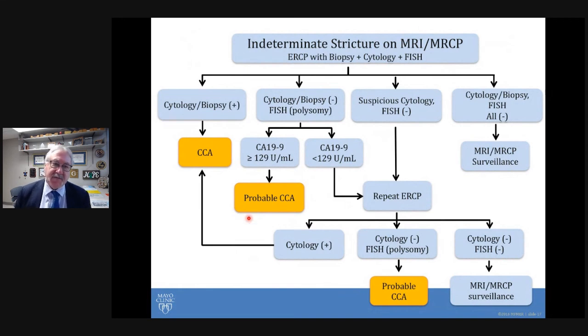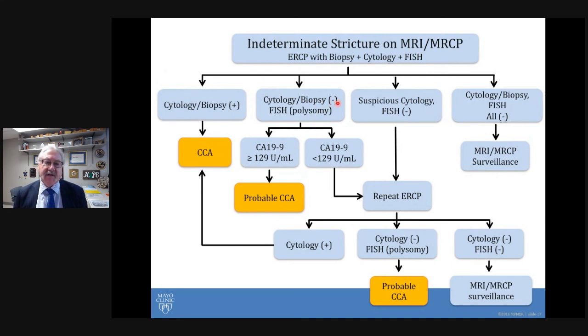How do we wrap all this information up? Well, if a person has an indeterminate stricture and one is worried about cholangiocarcinoma on the MRI and MRCP, we would go next to ERCP with brushings and conventional cytology and FISH. If the cytology and biopsy are positive, one has a diagnosis of cancer.